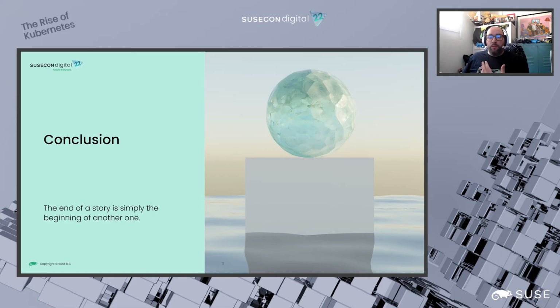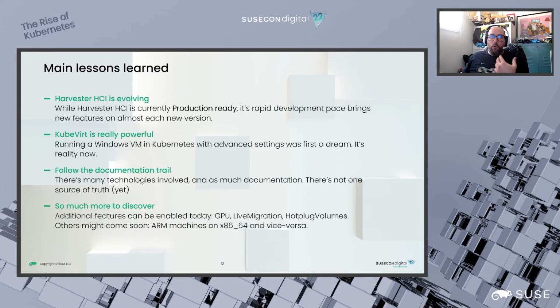Of course, there were some lessons learned. The main ones were that, as I said before, HarvesterHCI is evolving at a rapid pace. It is already production ready, so the V1 is already out there. Actually, we are in V1.0.2, and its development is really bringing new features into it. And while these features are developed by SUSE directly, HarvesterHCI is an open source project. So your feedback and your contributions are more than welcome.